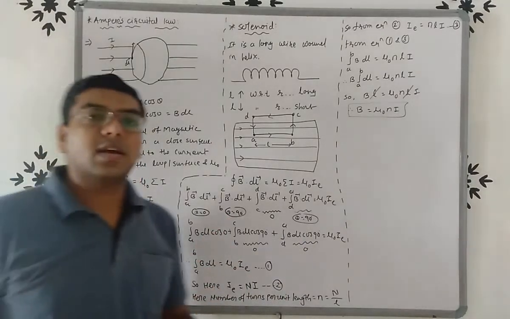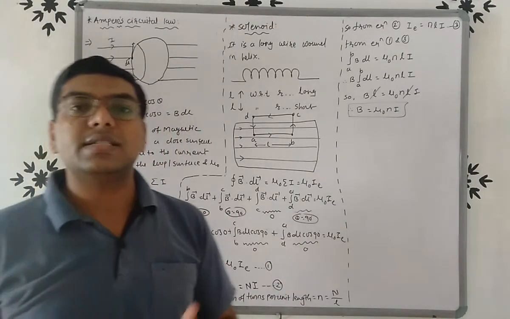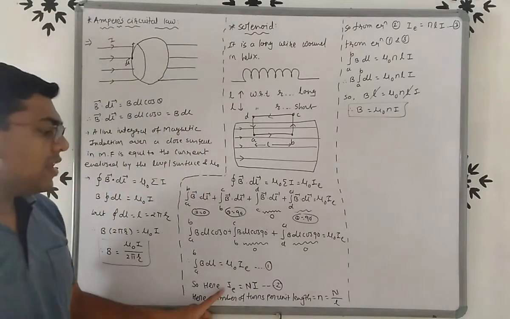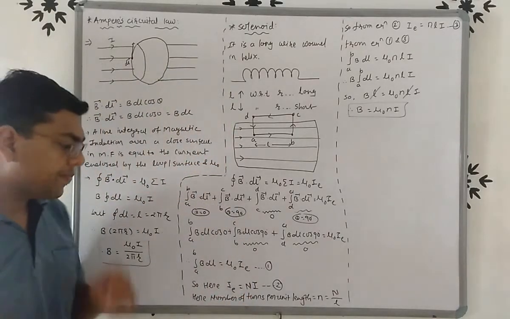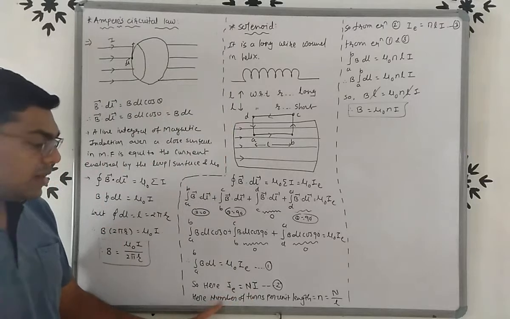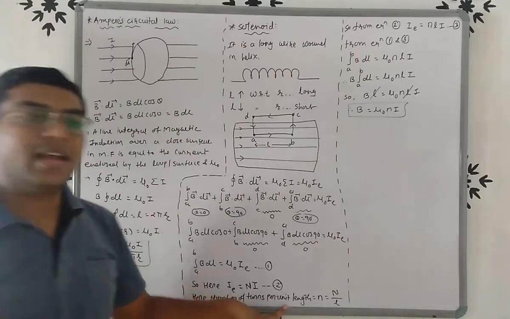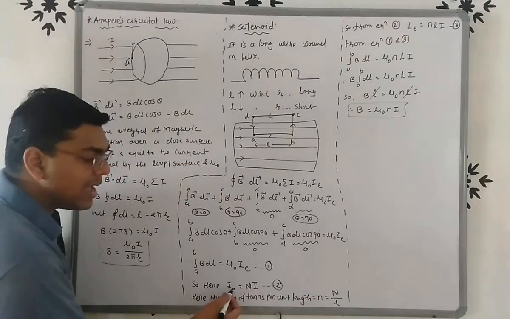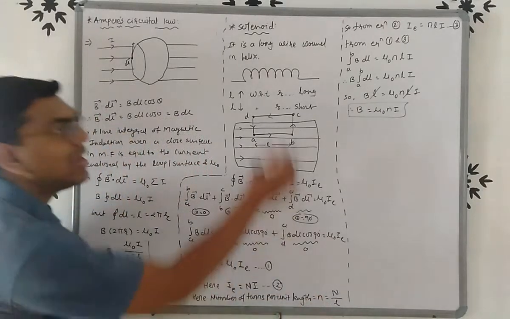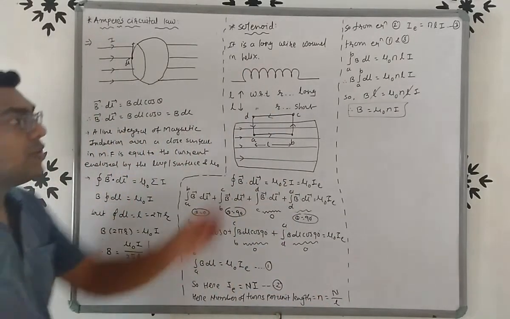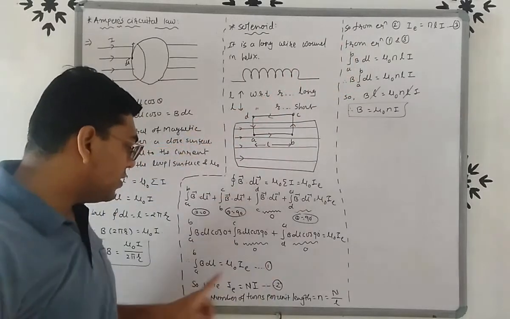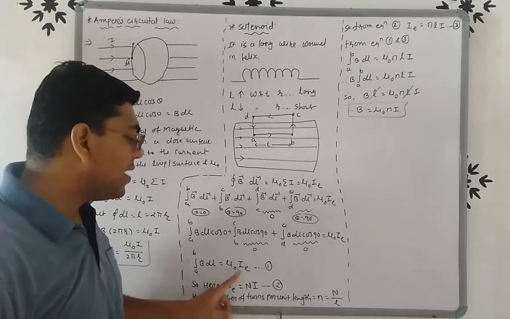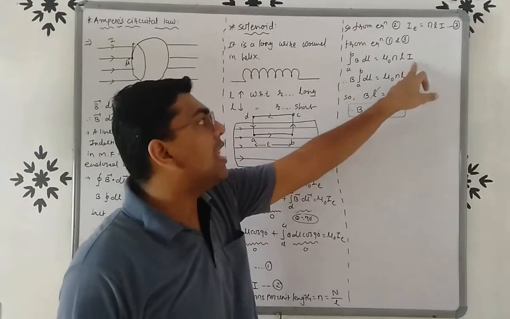If the current in one turn is capital I, then if there are capital N number of turns, the current will be IE is equal to N I. But we considered that the number of turns per unit length is small n, so small n is equal to capital N upon L. So from 2, IE is equal to small n into L into I. So we put the value of equation 3 into 1. So integration A to B B dl is equal to mu 0 times the value of IE, small n L I.